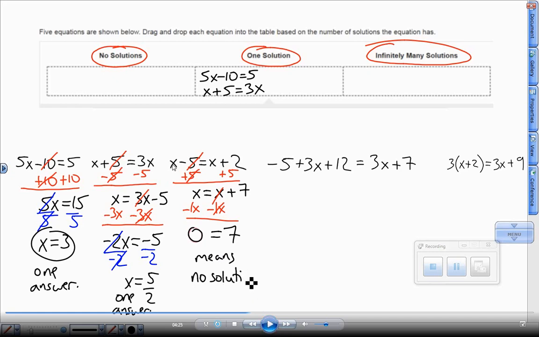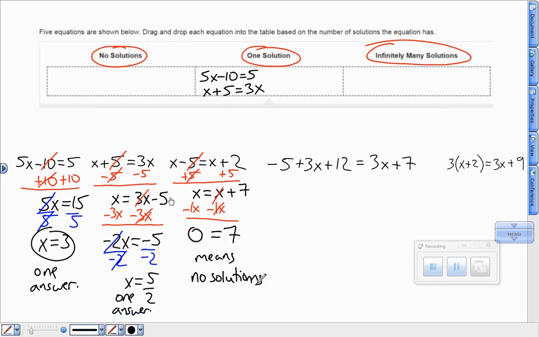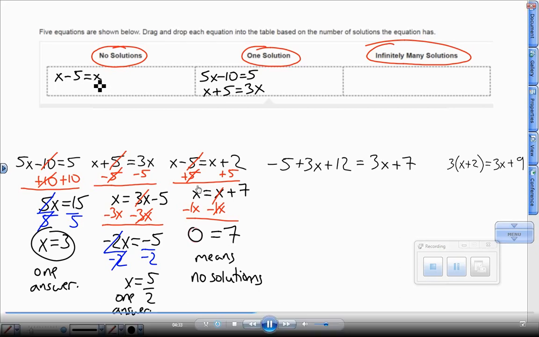If I plug in a number here and plug in the same number there, there's no way you're going to get two equal numbers, because one number will always be subtracting 5 and then that same number will be adding 2. So you'll never get a true equation. So again, something like that, no solution. So that one goes in the no solution box. The third word is white. White.